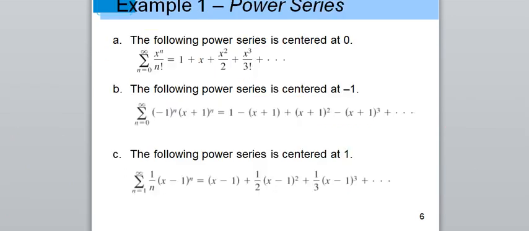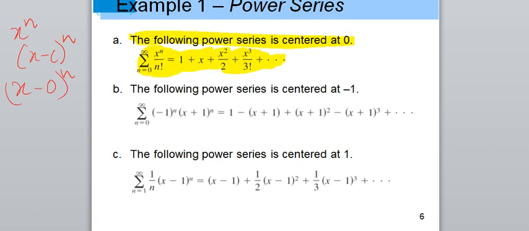Let's go on to a few more examples on power series. Example number 1: the following series is centered at 0. Why does it say centered at 0? Because when you have x to the power n, it's just x, not x minus c to the power n. Even if the c is there, it's actually x minus 0 to the power n. So this series is centered at 0, right?